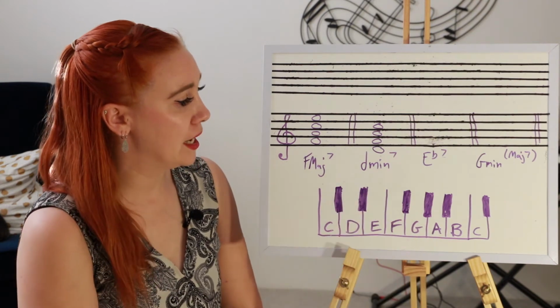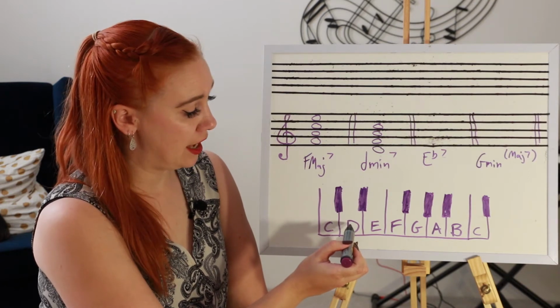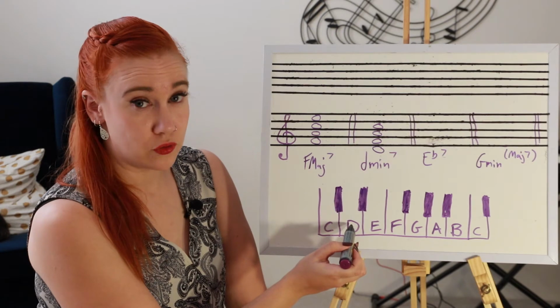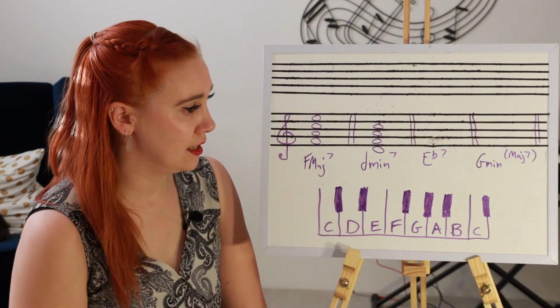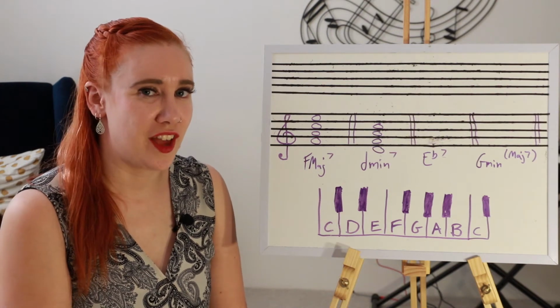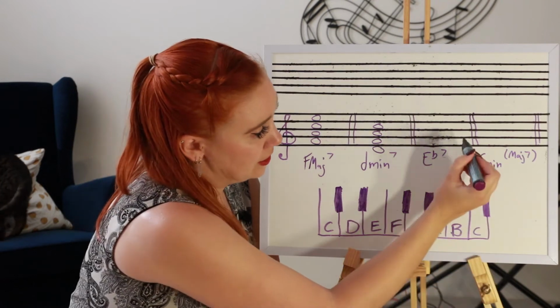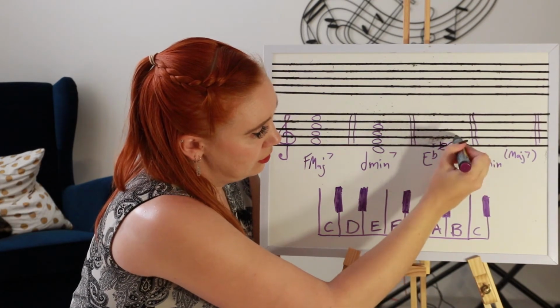And now we need a minor 7th. So D to D is a perfect octave, and then we want to count down 2 to find our minor 7th. 1, 2 is C. And once again, no accidentals. Okay, E flat 7. So starting on E flat, oof.